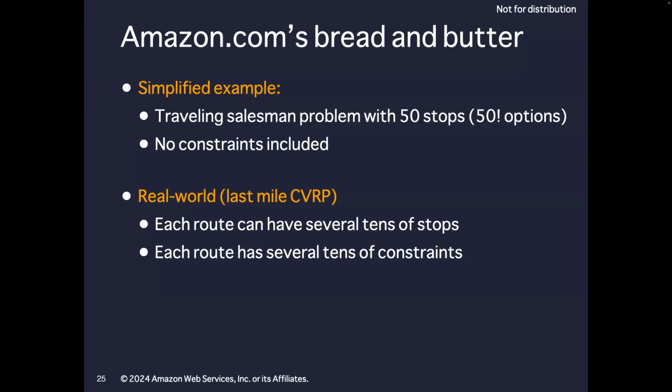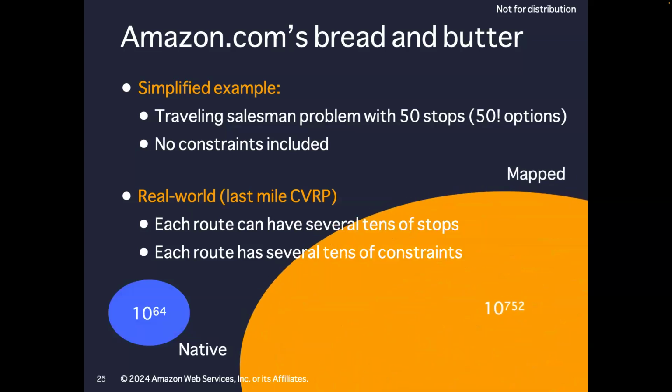So simple example, let's take the TSP, 50 stops. You have 50 factorial possible options, no constraint included. If you look at the search space, it's about 10 to the 64. If you take that thing and convert it to a QUBO, you're looking at 10 to the 752. So you just made your life considerably harder. And this is excluding several tens of stops, not just the 50, and several tens of constraints, sometimes even more. And constraints are hilarious at times, like no left turns, for example.